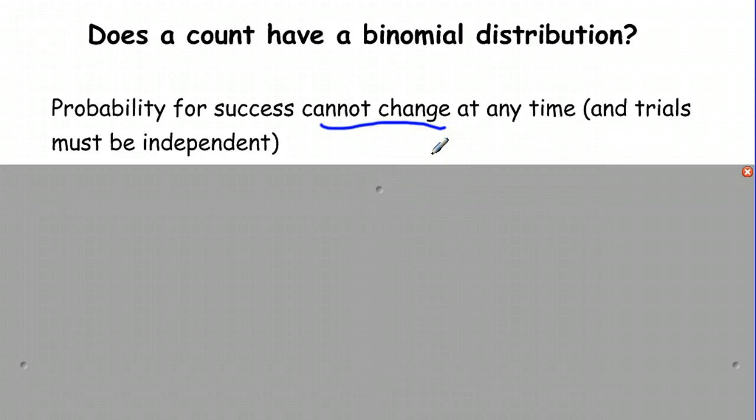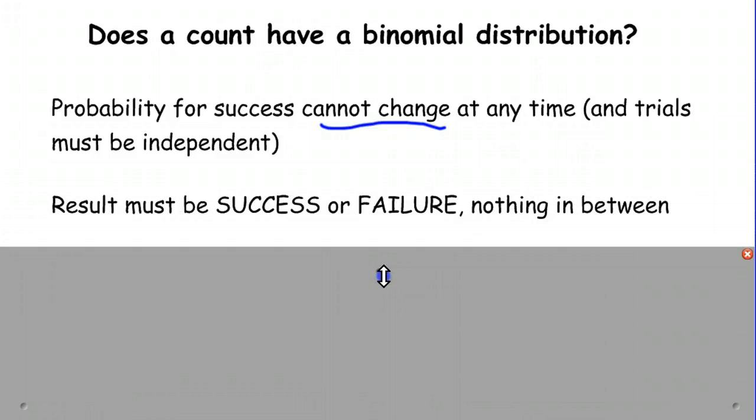If you're using this for human situations like a basketball game, you're making kind of a shaky assumption that people's free throw percentages stay constant, that they're not affected by, if I miss a shot, now I lose confidence, things like that. So with binomial distributions dealing with humans, sometimes you have to be a little bit careful on what you're assuming. Second one is results must be success or failure and nothing in between.